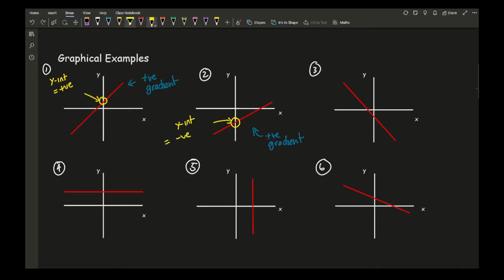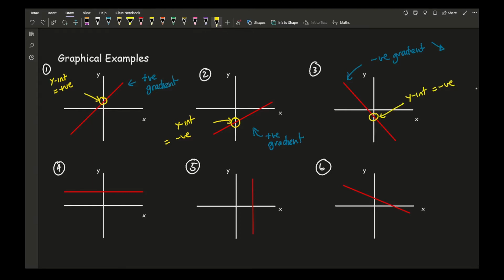Now in graph 3, I'm going to have a negative gradient. The reason for that is because the line is going downwards. And here, my y-intercept is here. The y-intercept is also going to be negative because it's below the x-axis.